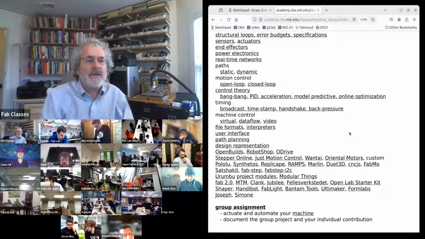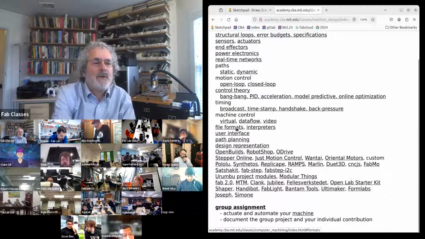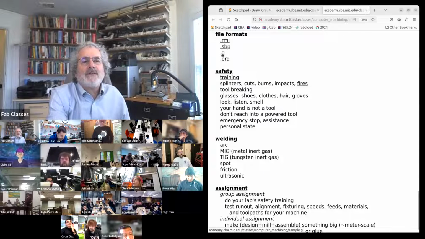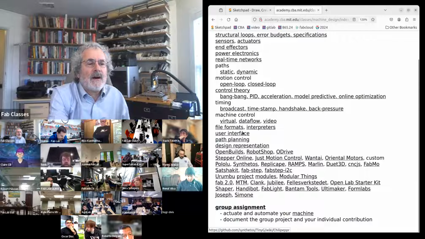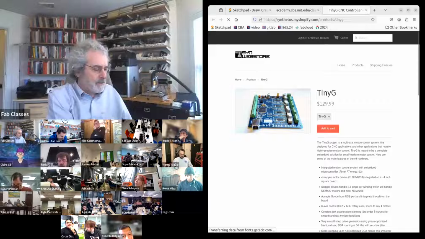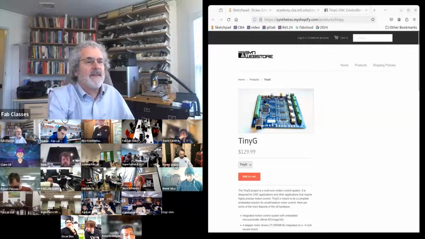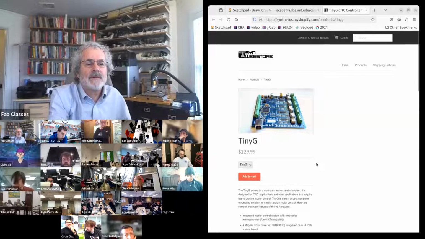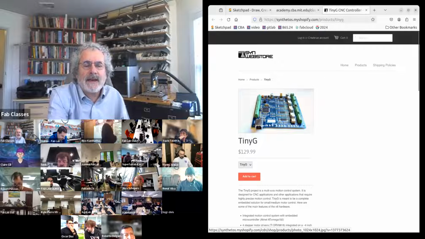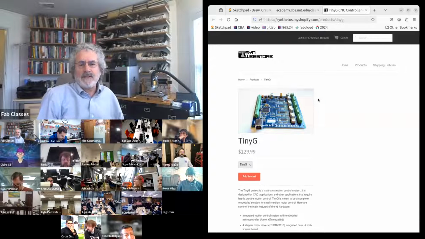Okay, so next we need to talk to the machine. We've seen lots of file formats. G codes that you send to the machine are a common one. Let's see. This is a classic interpreter. So this takes in G codes and then has motor controllers to go to your machine.